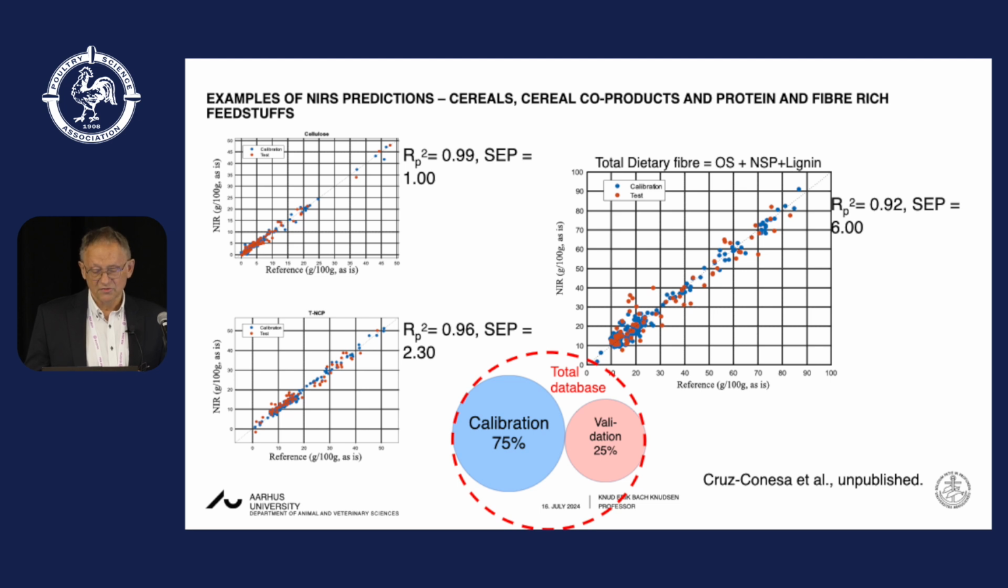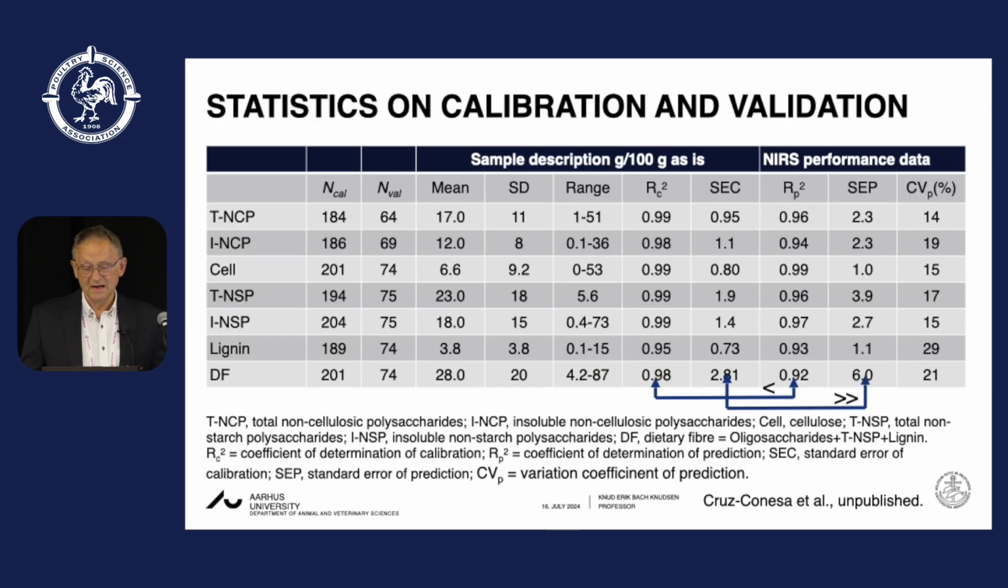And what we did here was that we took our total database, what we had on analytical data, and then we separated it into 75% of them, which are represented by the blue dots, which are the ones on which we created the calibration. And then we used the 25%, nicely spread within the whole area, as a form of independent validation model on them.